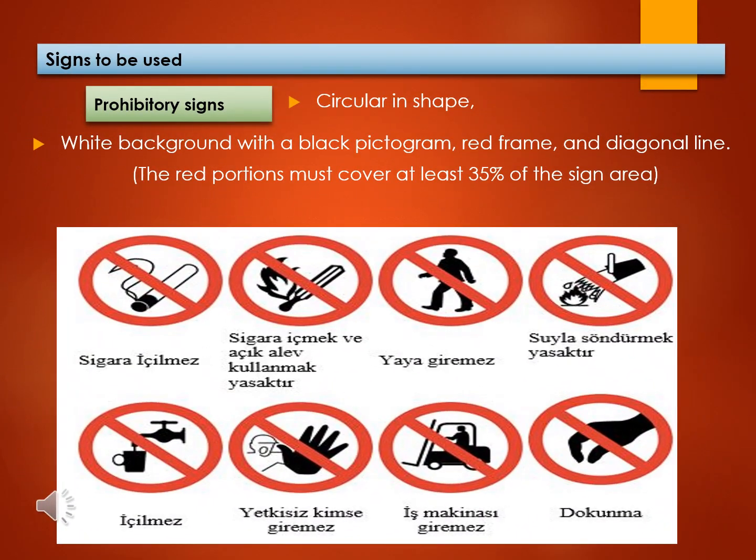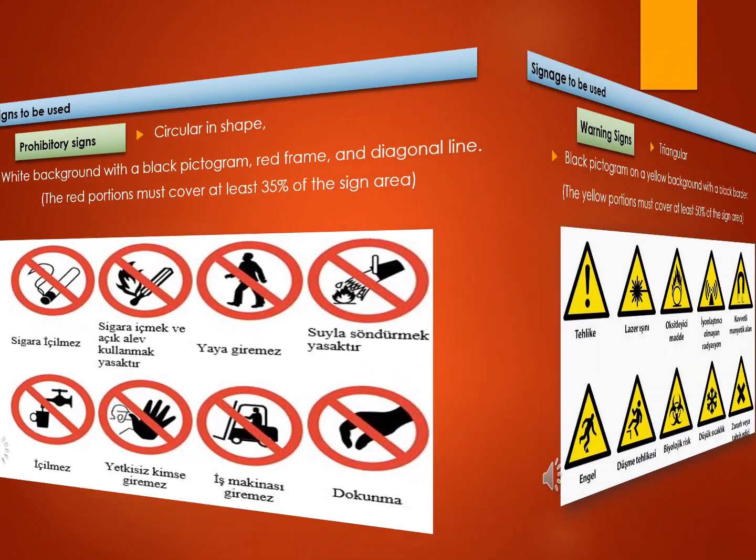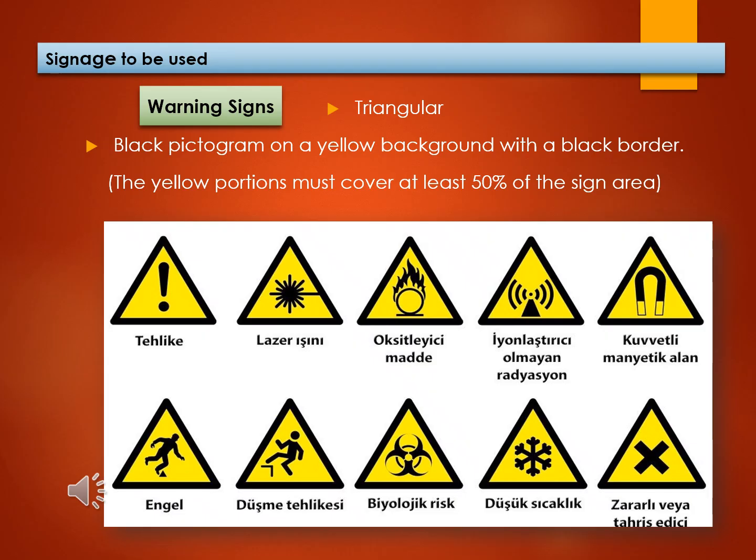Prohibitory signs. Circular in shape, white background with a black pictogram, red frame, and diagonal line. The red portions must cover at least 35% of the sign area. Warning signs. Triangular. Black pictogram on a yellow background with a black border. The yellow portions must cover at least 50% of the sign area.